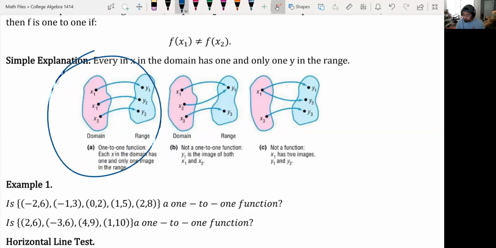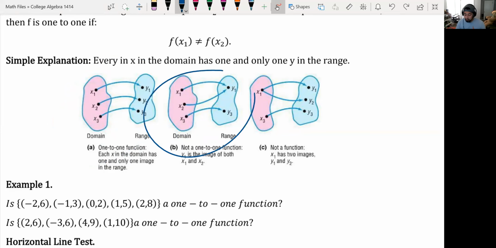One-to-one functions. Okay. The second glob, it's a function, but it's not a one-to-one function. So x1 going to y1 and x2 going to y1, that is a function. So to be a function, multiple x values can share the same y value. So this is a picture of a function, but it's not a one-to-one function.